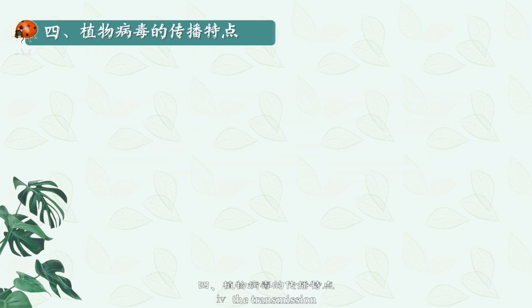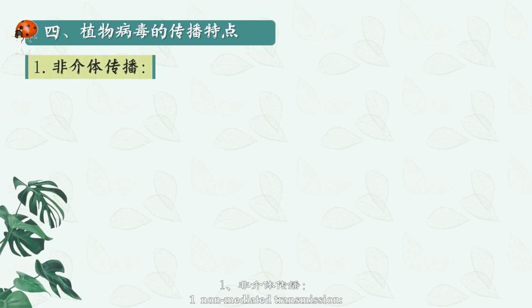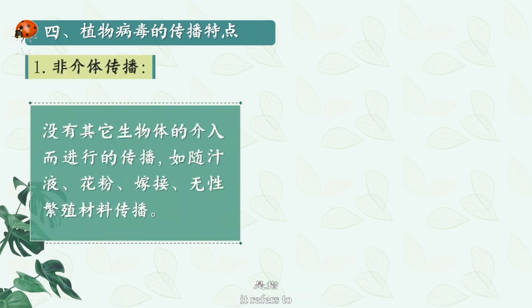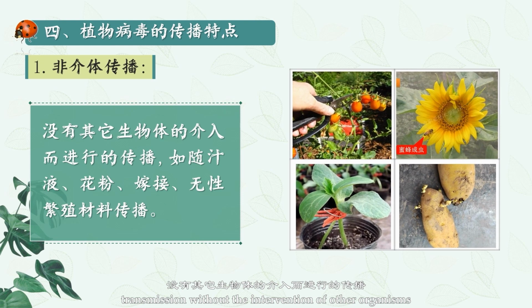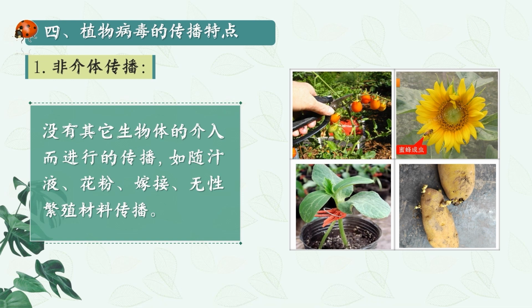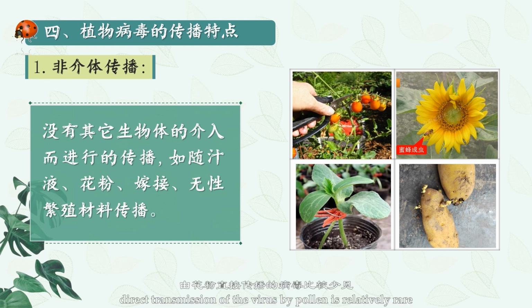4. The transmission of plant viruses can be divided into mediated and non-mediated transmission. 1. Non-mediated transmission refers to transmission without the intervention of other organisms, such as with sap, pollen, grafting, and asexual propagation materials. Also known as sap friction transmission, it is mainly mechanical contact resulting in microscopic injuries leading to virus invasion. Direct transmission of the virus by pollen is relatively rare, but can be carried by bees.